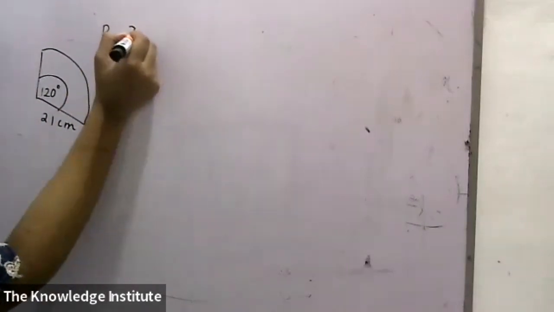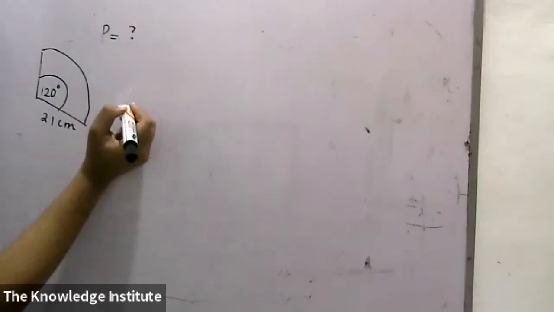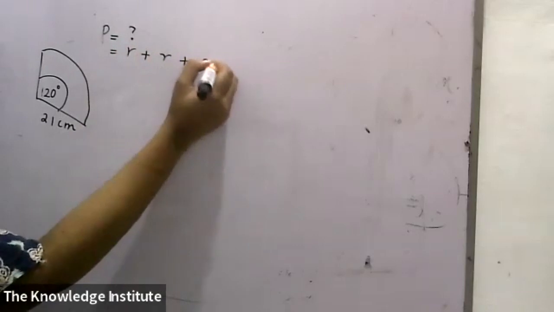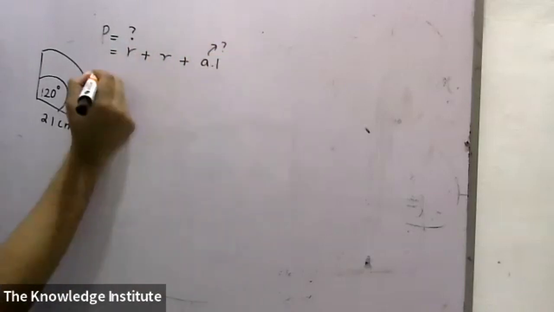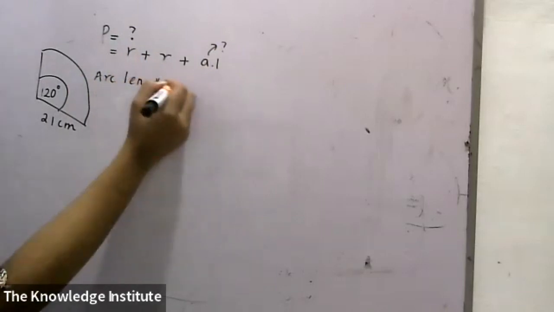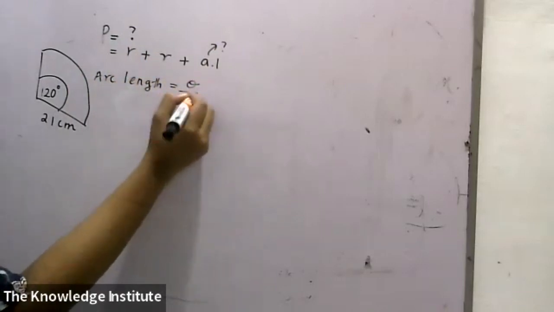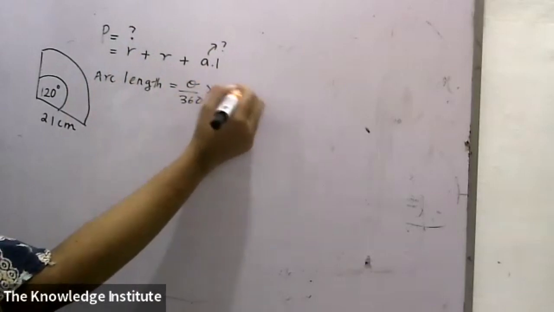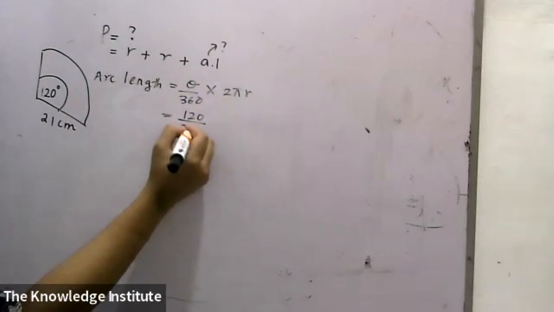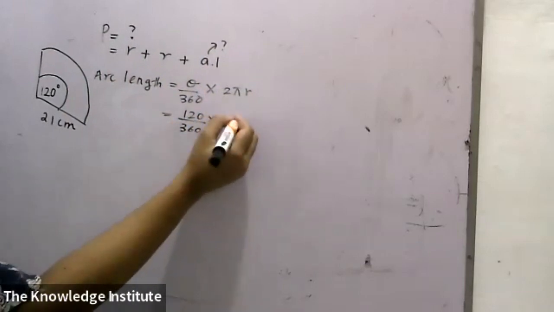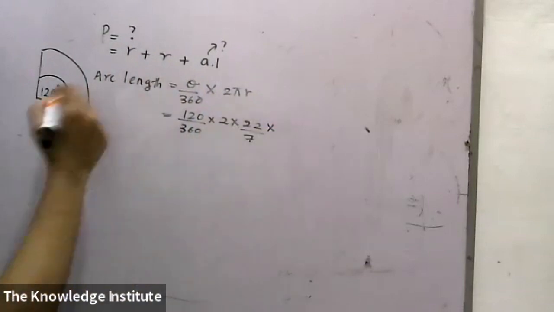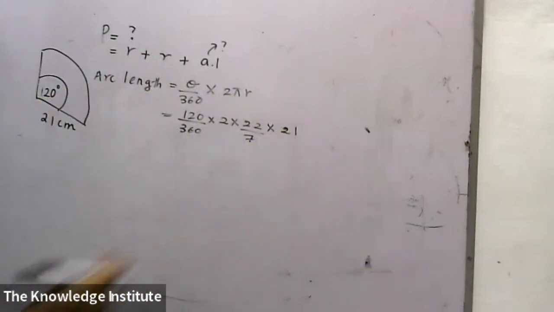For the perimeter, you need the arc length. You know the radius, but the arc length you don't know. So let's start from that. What is the equation for arc length? We just studied: theta over 360 into 2 pi r. Theta value is 120 degrees over 360 into 2, pi value always 22 over 7, radius is 21 centimeters.